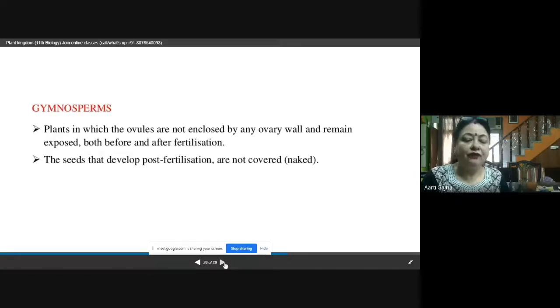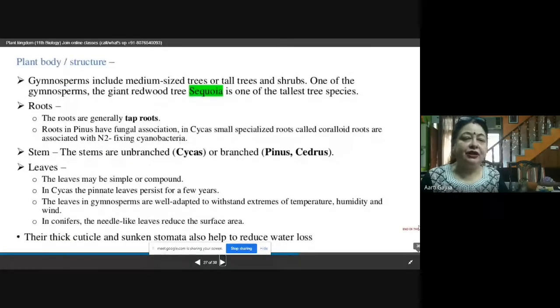Now, if you see the plant body here, gymnosperms include medium-sized trees or tall trees or shrubs. One of the gymnosperms, that is the giant redwood tree, sequoia, is one of the tallest tree species. So they can be very tall, they can be medium-sized, and they can be shrubs. Now, roots are generally tap roots.